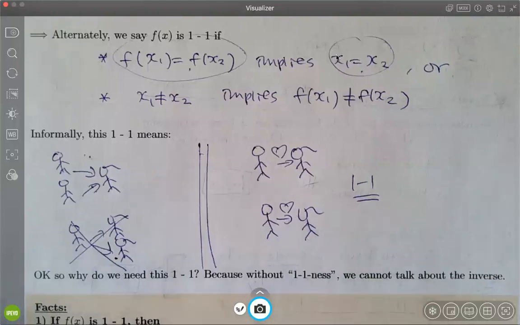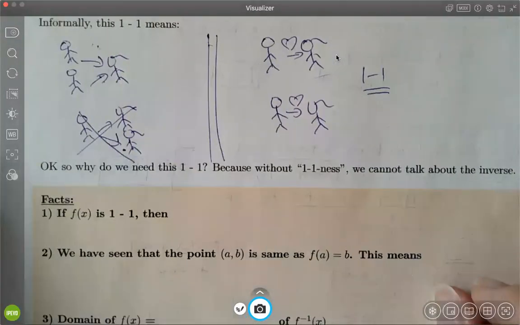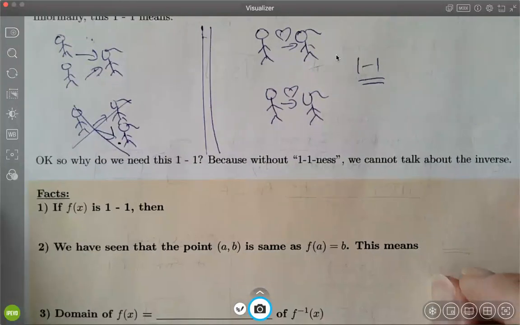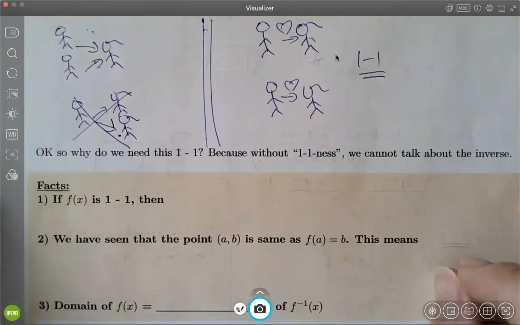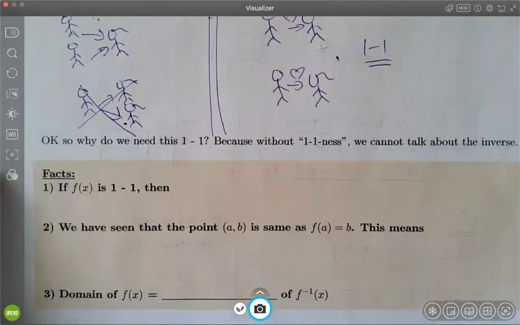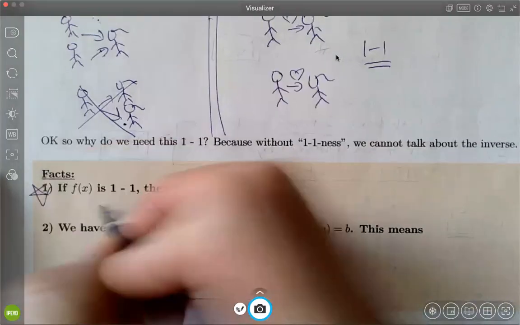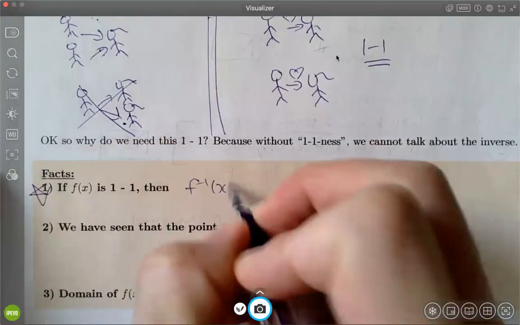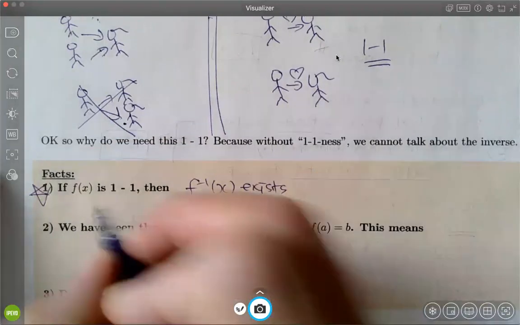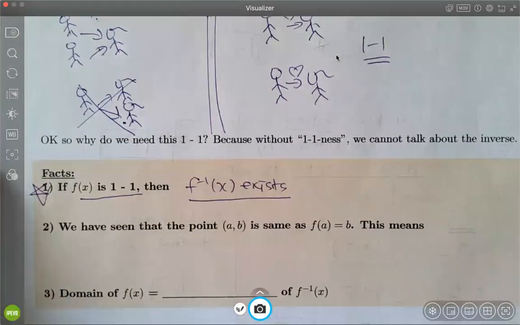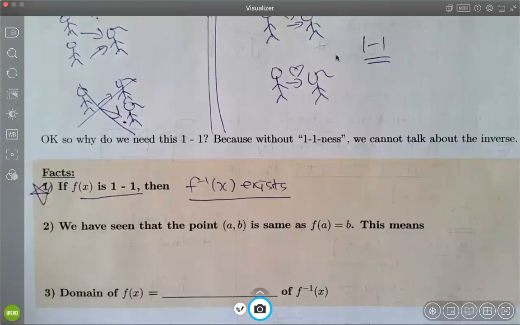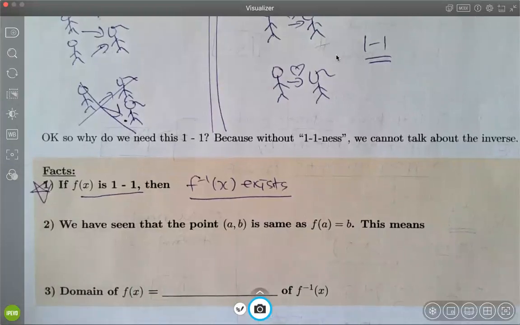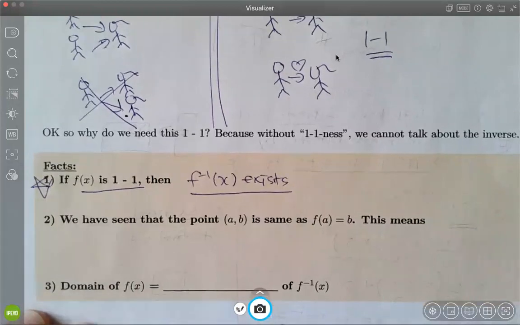Now, why do we ever need this one-to-one? Because it's related to the inverse. So several facts, I think there are 5 facts. The first one: if f of x is one-to-one, then f inverse exists. So what does that mean? If f is not one-to-one, there won't be any f inverse. That is the relation between the inverse and one-to-oneness.